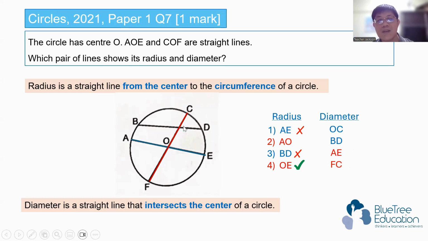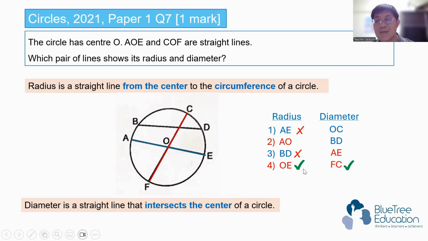So you realize OC, this one, no. It must be from one end to the other end. OC is not. BD also doesn't touch the center. So I tick here already for OE. OE, yes, that is the radius. And then we have FC, which is the diameter here.